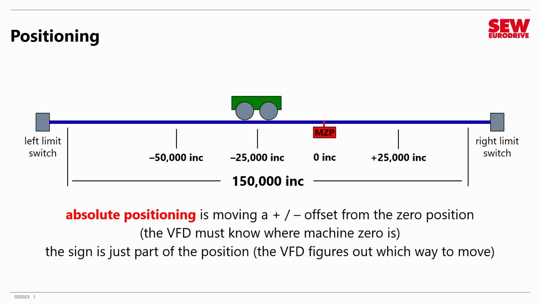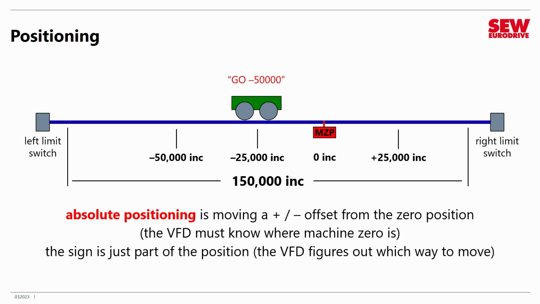These are absolute locations. They're not just simple offsets. They're offsets referenced to 0. That is the big difference. So if we're going to do a positioning operation, if I say go to minus 50,000, that doesn't mean move 50,000 increments to the left. What it means is locate 50,000 increments behind MZP and go whatever direction it takes to get there.